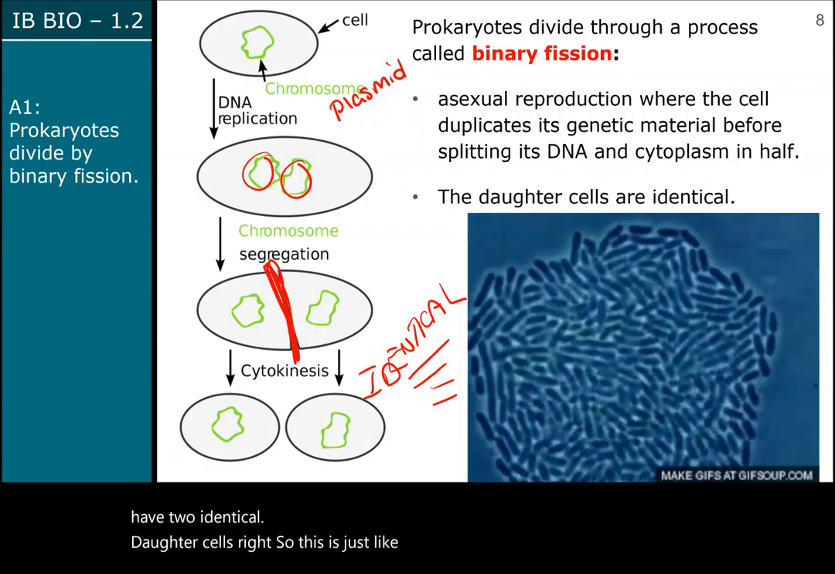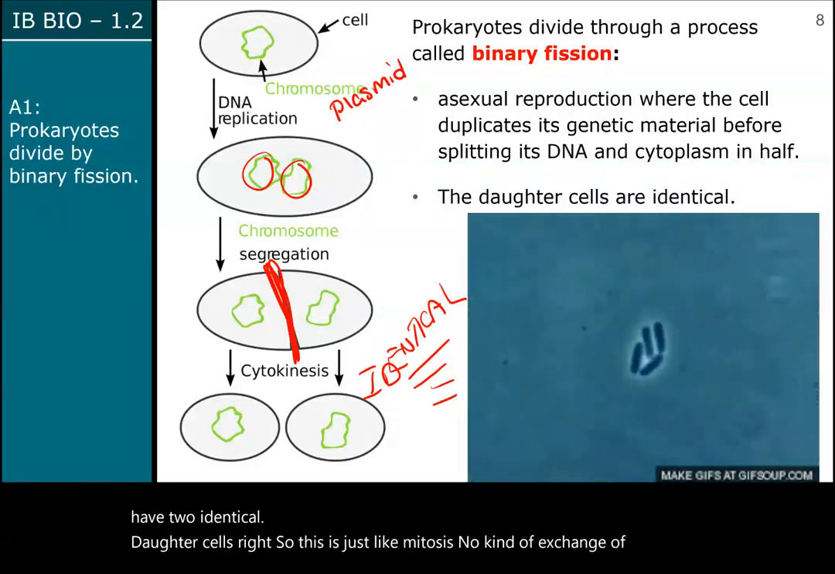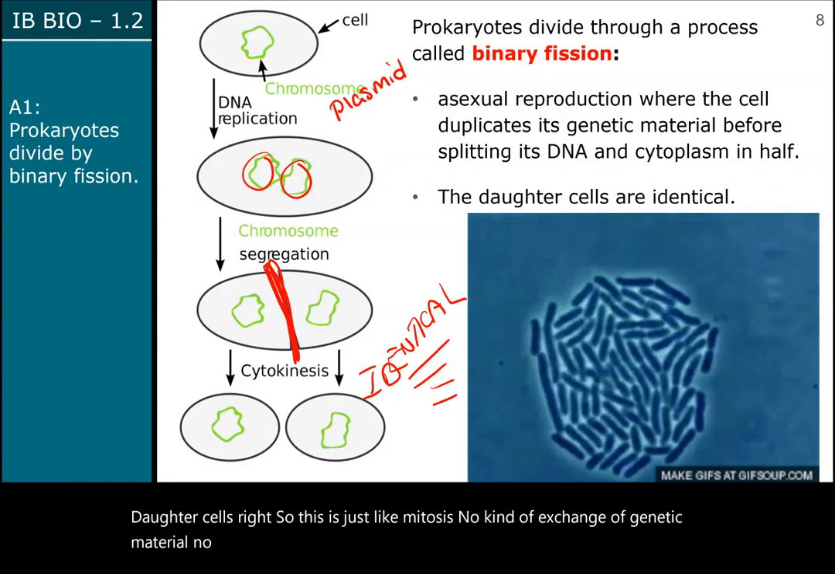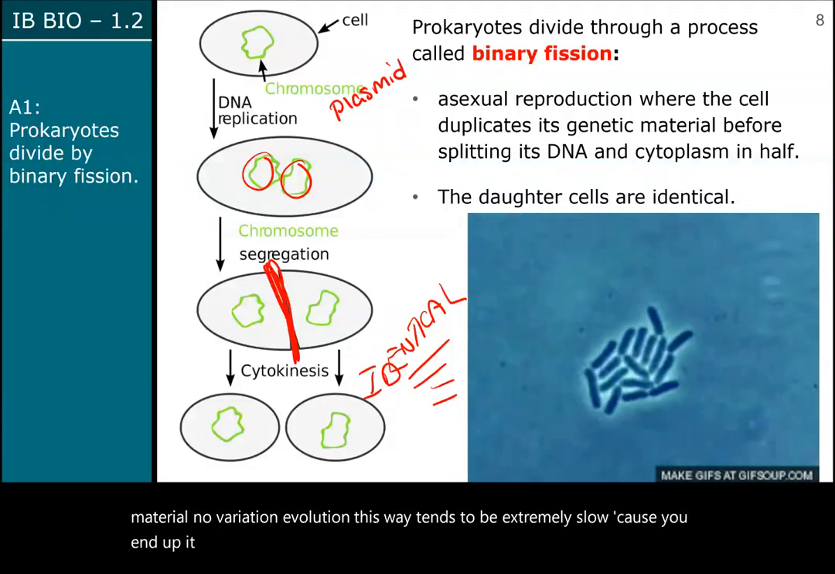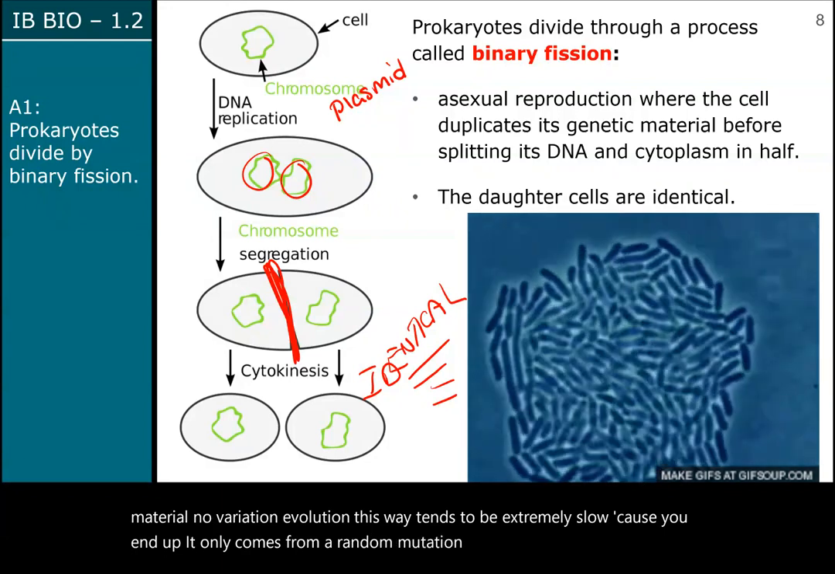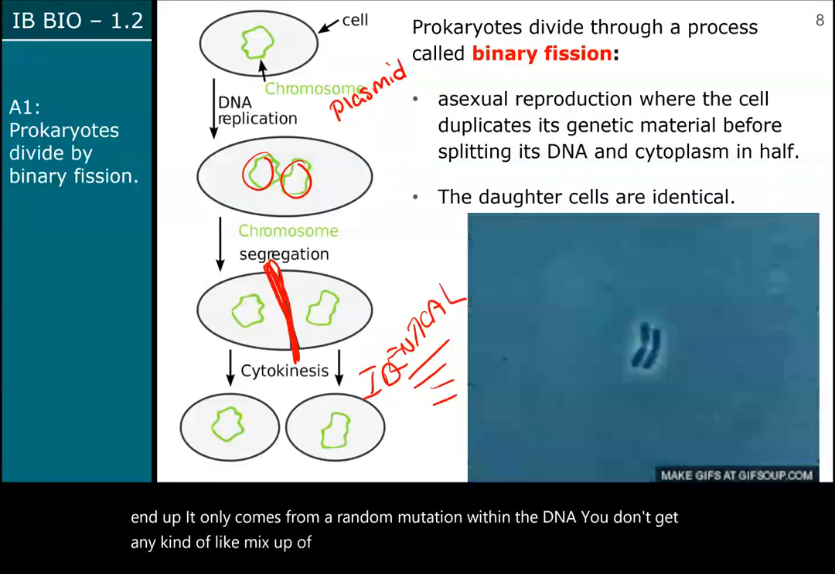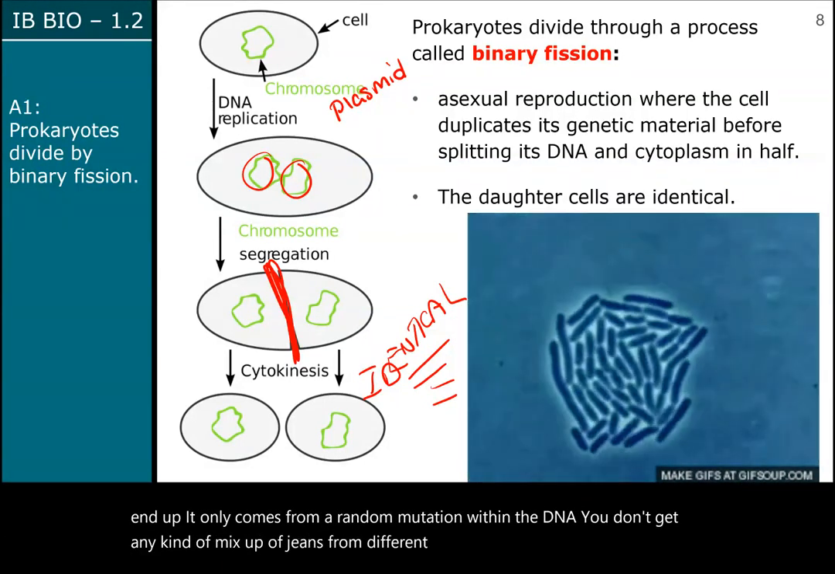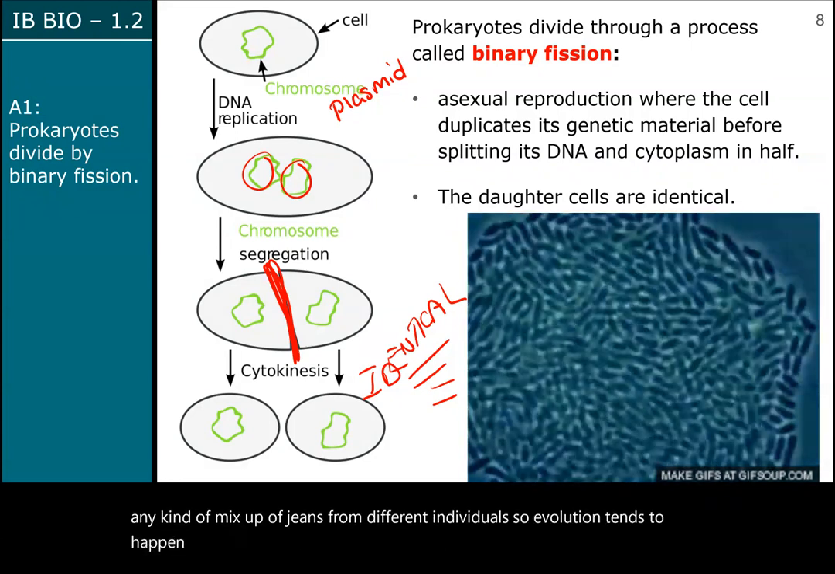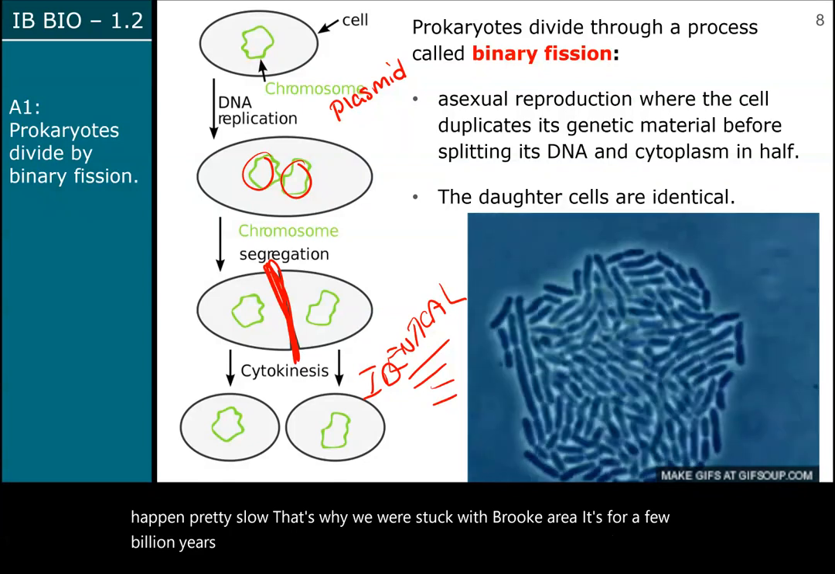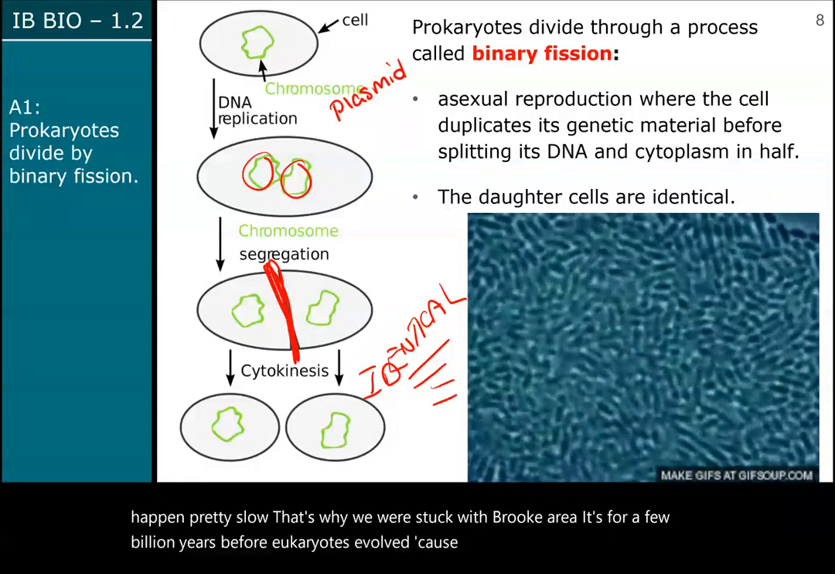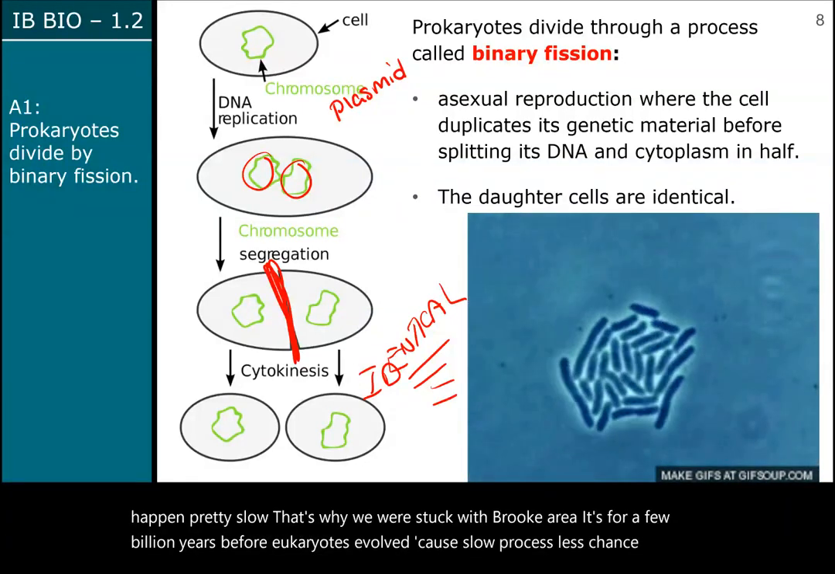No kind of exchange of genetic material, no variation. Evolution this way tends to be extremely slow because it only comes from a random mutation within the DNA. You don't get any kind of mix up of genes from different individuals. So evolution tends to happen pretty slow. That's why we were stuck with prokaryotes for a few billion years before eukaryotes evolved, because it's a slow process with less chance for change ups.